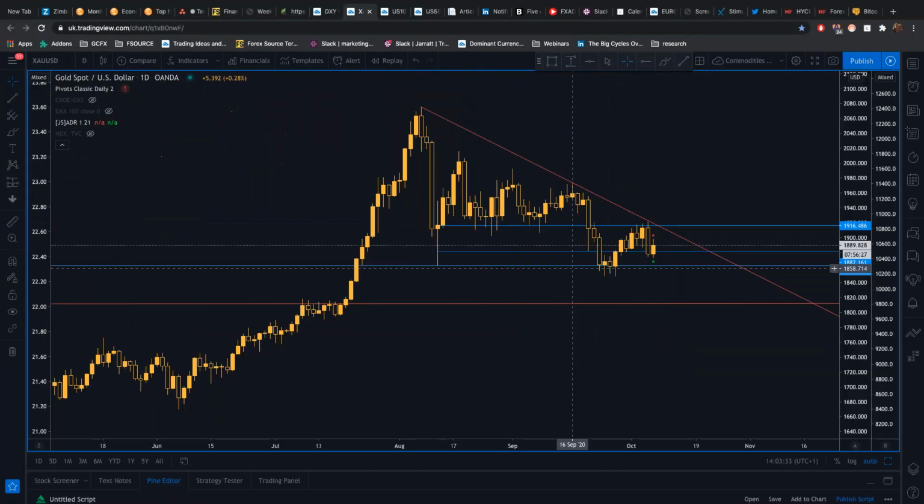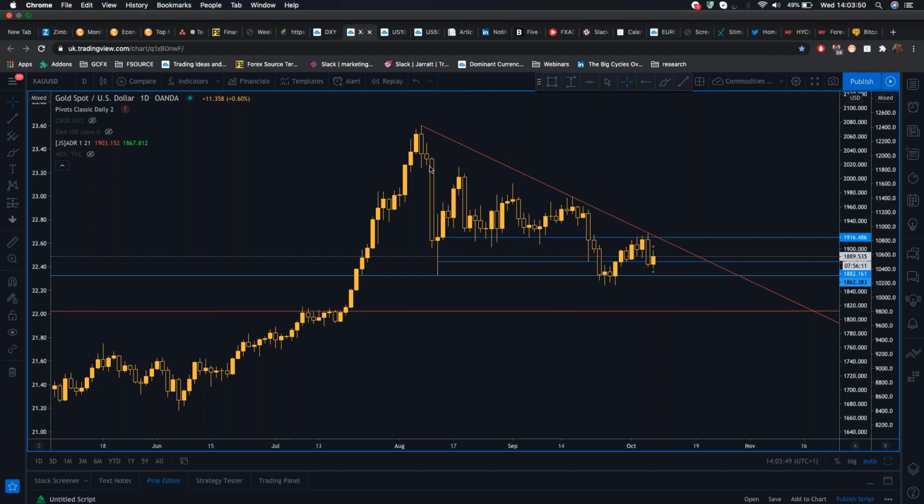US rates are set to be low until 2023. Quantitative easing is unlimited out of the States, which weakens the currency. It makes gold more attractive, and the event risks that are going on are also very positive for gold.